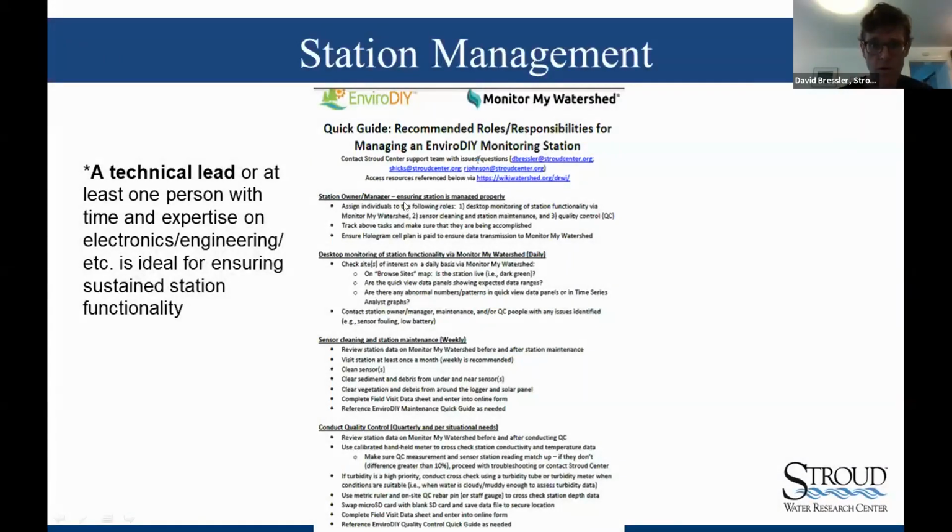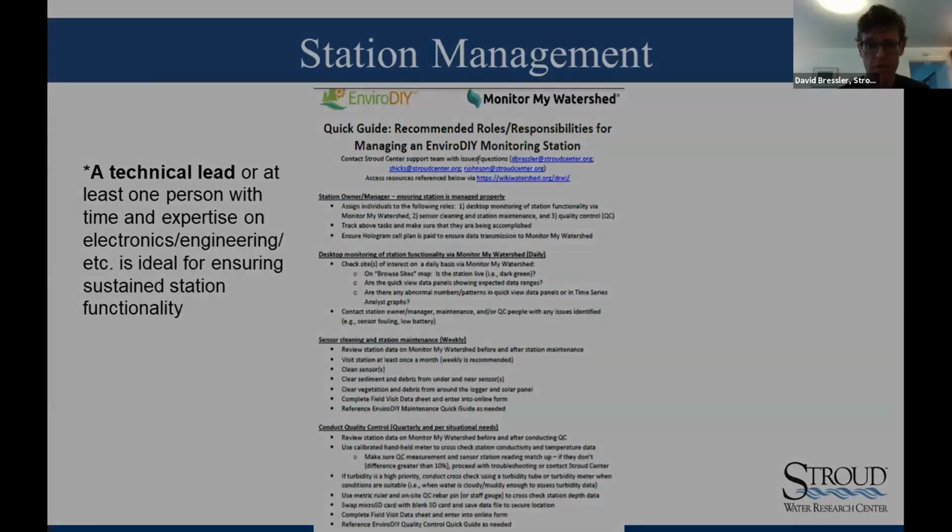So within that, there are 4 roles basically: the role of a station owner or manager, the role of monitor my watershed, so paying attention to the data portal and what's going on there, and then doing maintenance, and then doing quality control. And this is detailed. I'll have this summarized a little bit better in a couple slides. But one point to make here is that Cheryl's a good example of this. She downplayed her expertise, but she really has developed some real skills with this process. And it's good to have at least one person when you're working with these stations who's going to be able to take on a technical lead type role, just to keep things in front of you.